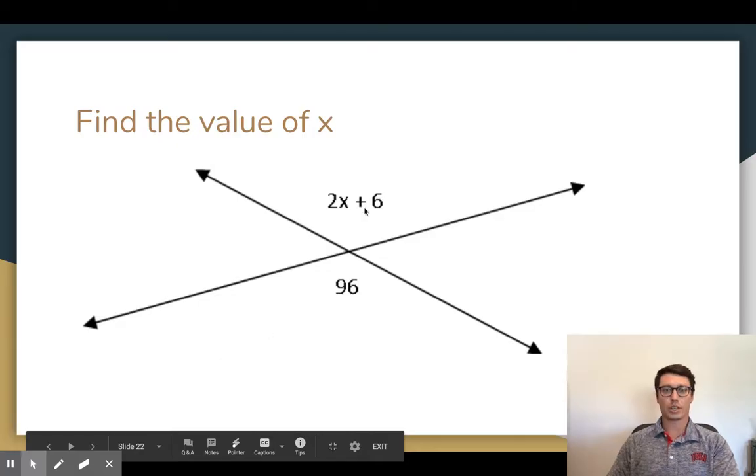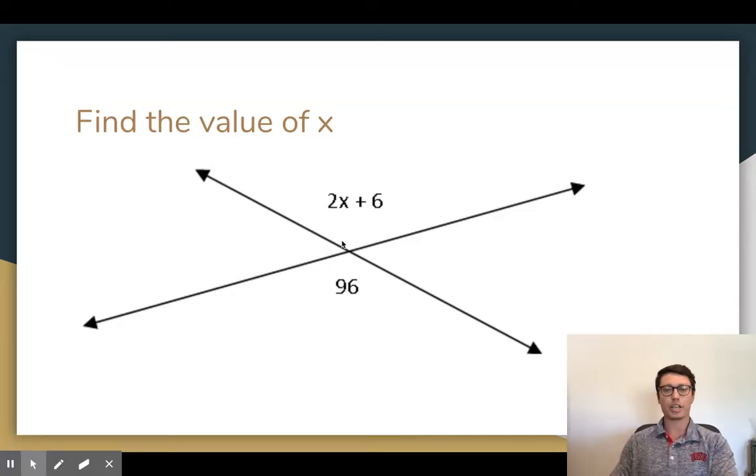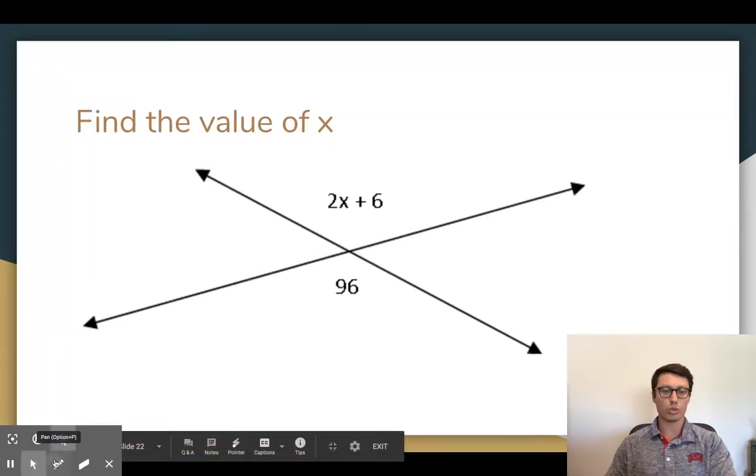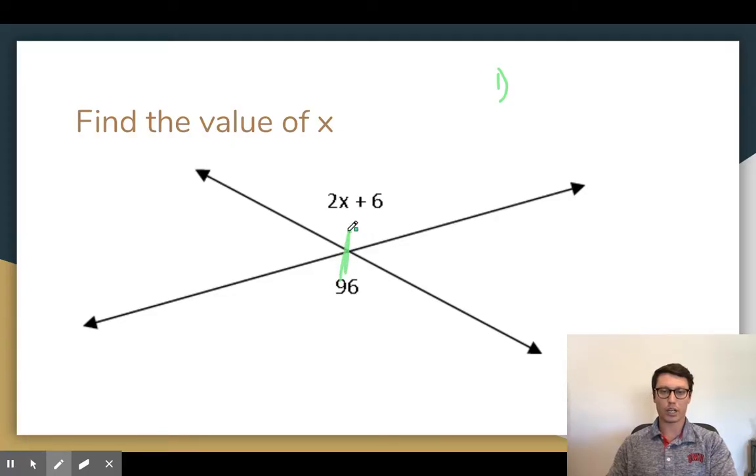Okay, now we're getting trickier. Now it's not just numbers. We've got some X's, we've got variables now. So the rules still apply. Rule 1, 2, and 3. Rule number 1, think, what type of angles do we have here? Well, these are on opposite sides. They have straight lines. These are vertical angles.